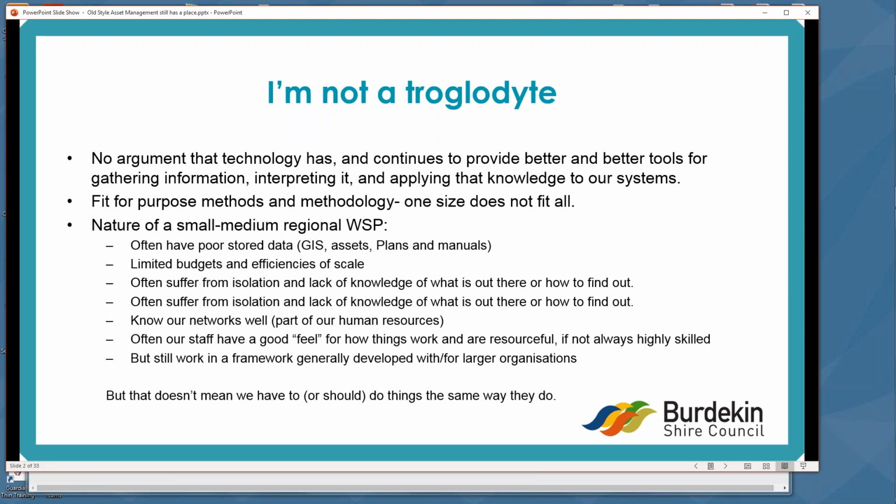The thing we do though is we work on the same framework that the big organisations work on, and from our perspective we often see that these have been developed with and for the larger organisations more than for the smaller ones, and so that often provides extra challenges for us.